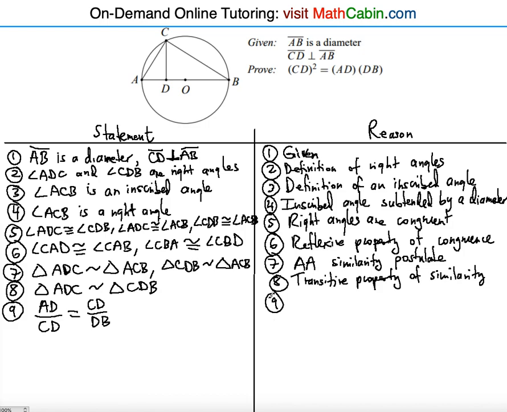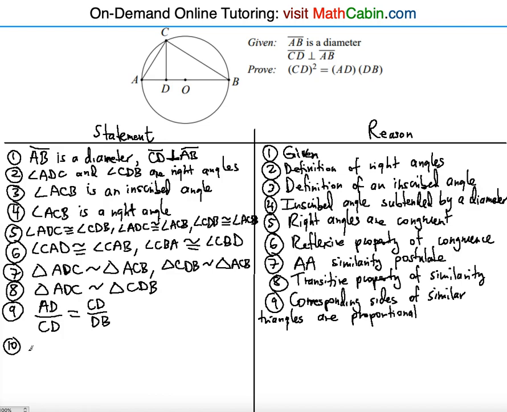And we can explain it as, of course, corresponding sides of similar triangles are proportional. This is a very important reason that you should remember to use. Corresponding sides of similar triangles are proportional.